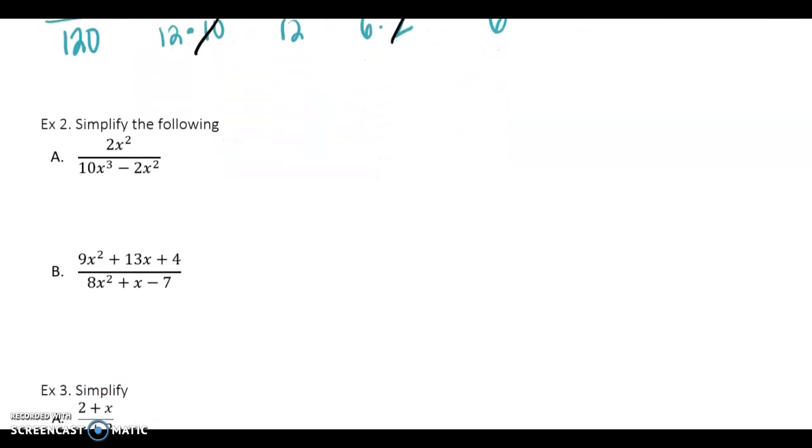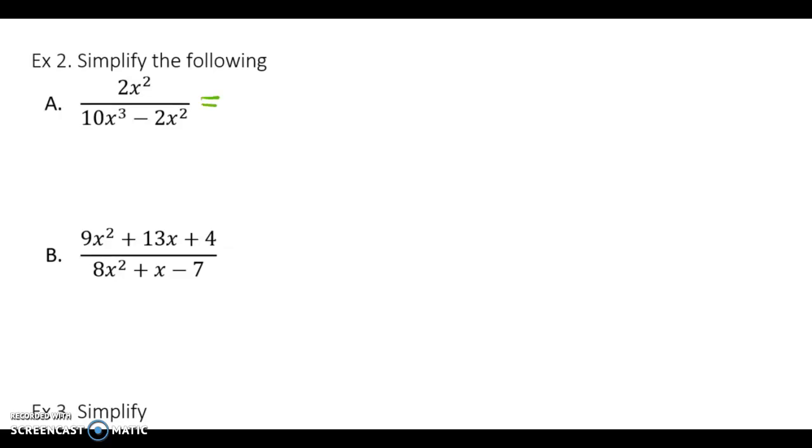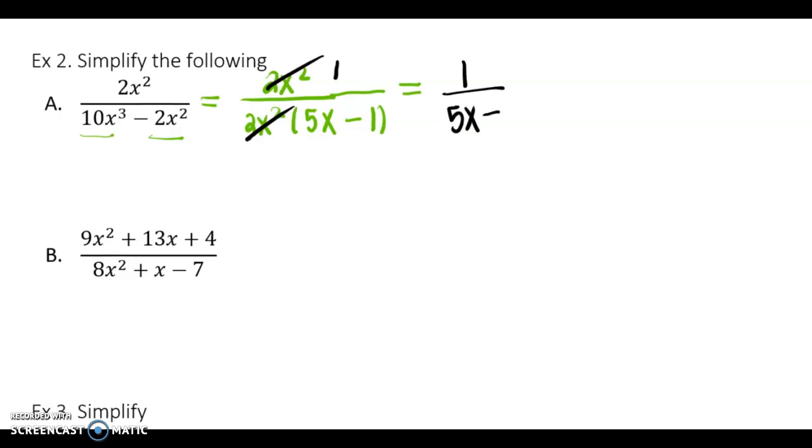All right, so moving on to the first one. You can't really simplify anything on the top, so I'll just leave it as 2x squared. But on the bottom, I could factor out a 2x squared. And then that gives me 5x minus 1. And then I know that the 2x squareds cancel out, and I'll have a 1 on the top. And so that's going to be 1 over 5x minus 1, and that would be our answer.